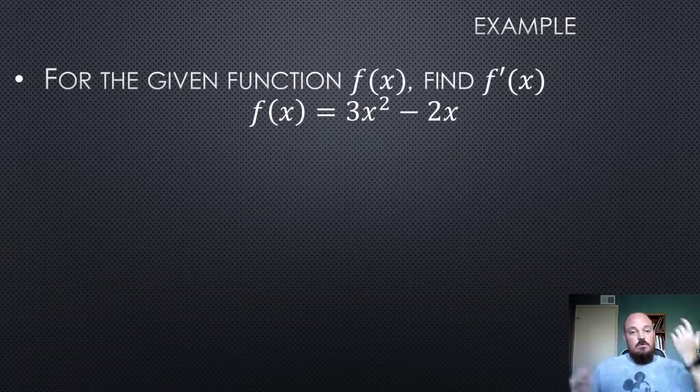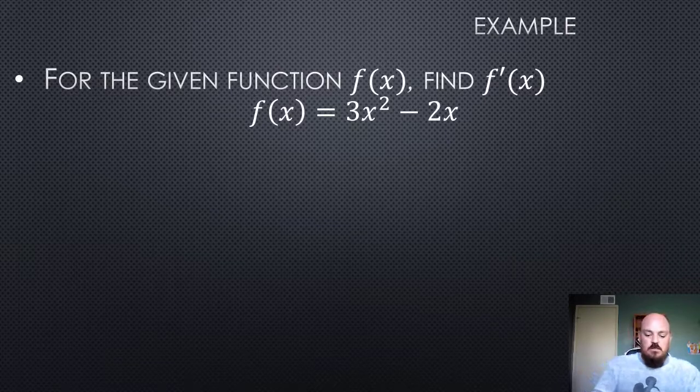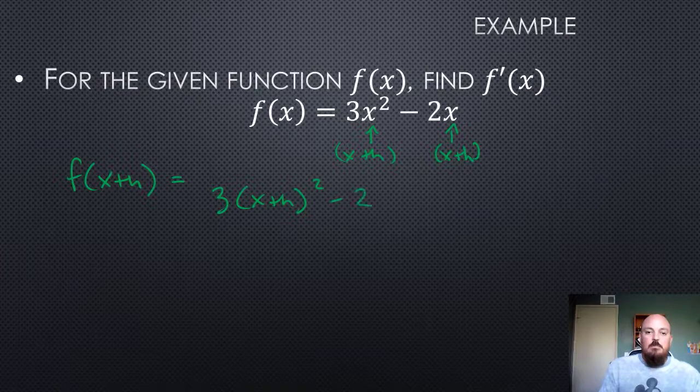So let's do our first derivative question. We have a function, f of x equals 3x squared minus 2x. Let's find f prime of x. I'm going to do this in parts. Because I know I'm going to need it in the definition of the derivative, the first thing I'm going to do is find f of x plus h, which means I am going to substitute x plus h here and here into my original equation. So what I will have is 3 times x plus h squared minus 2 times x plus h.